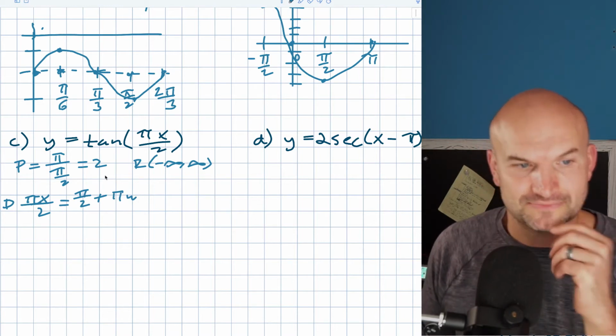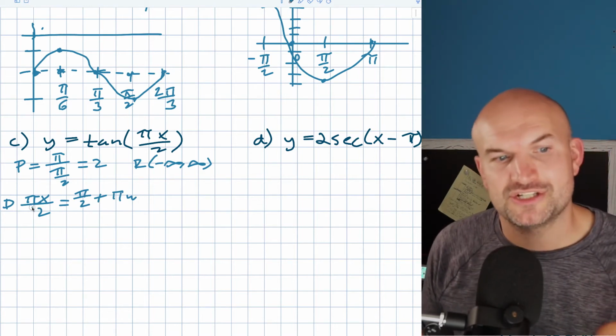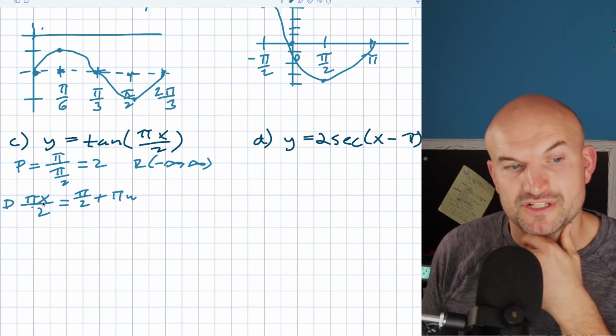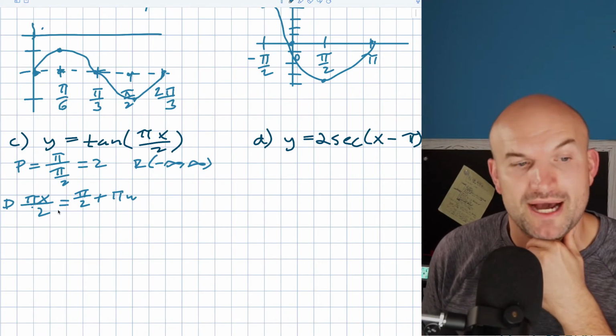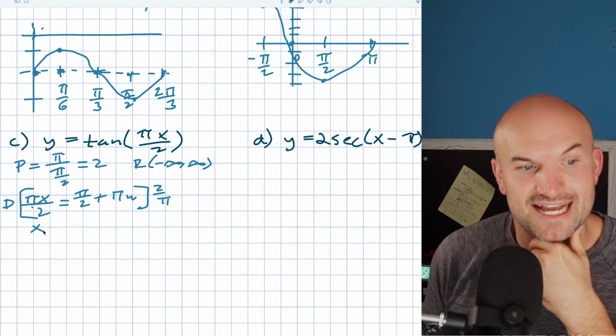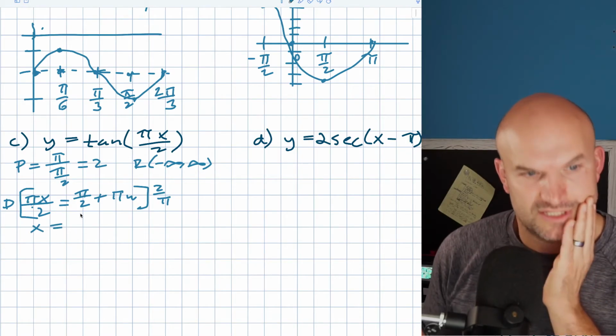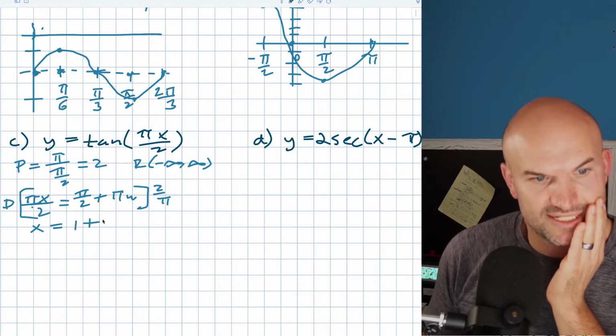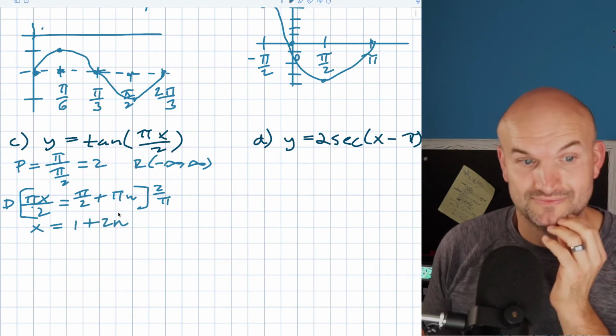Okay. So now what we simply need to do is multiply by 2 over pi. So when I multiply everything by 2 over pi, what I'm now going to get is x is equal to, let's see here, 2 over pi times pi halves, so that's going to be a 1 plus a 2n.